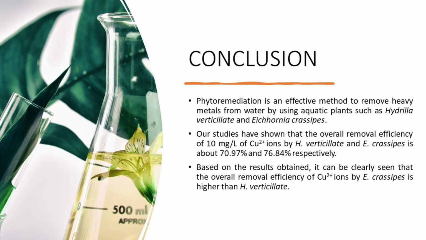So, in conclusion, phytoremediation is an effective method to remove heavy metal from water by using aquatic plants such as Hydrilla verticillata and Echronia crab size. Our study has shown that the overall removal efficiency of 10 mg per liter of copper-2 ions by Hydrilla verticillata and Echronia crab size is about 70.97% and 76.84% respectively. Based on the result obtained, it can be clearly seen that the overall removal efficiency of copper-2 ions by Echronia crab size is higher than Hydrilla verticillata.